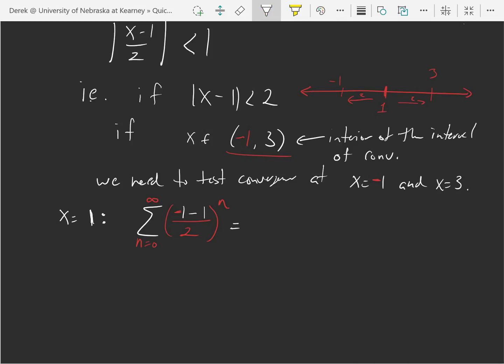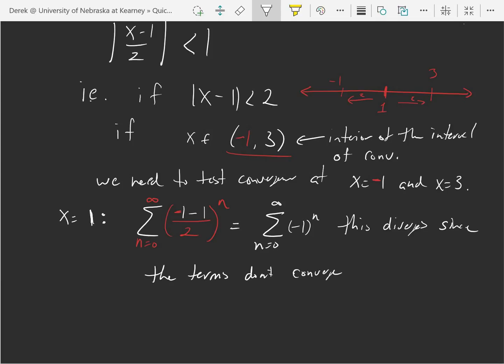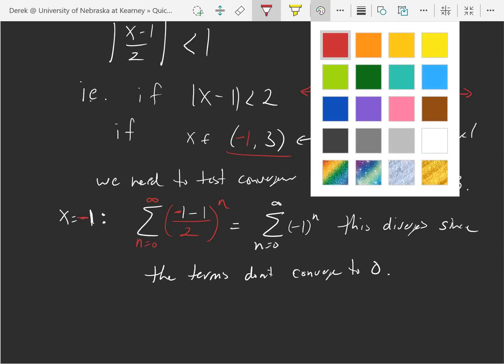Okay, so this is actually equal to the sum from n equals 0 to infinity of negative 2 over 2, so negative 1 to the n. This diverges since the terms don't decrease to 0. Okay, so we've got divergence at, I missed another minus sign there, I've got divergence at x equals negative 1.